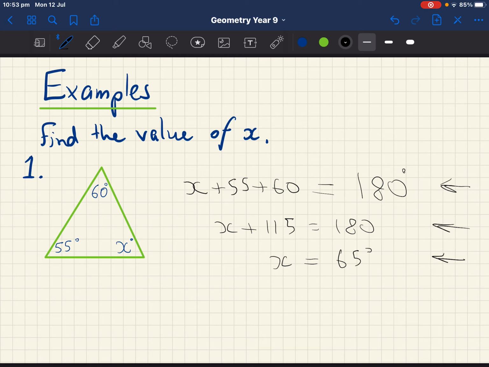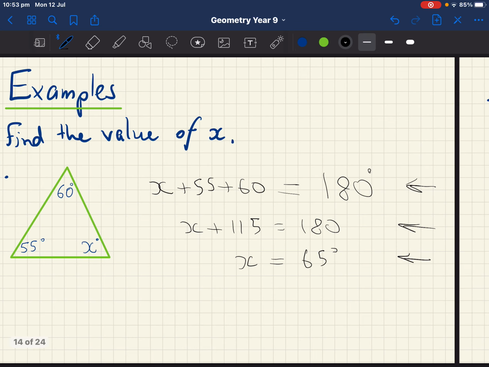So if you're not sure about your equation solving, maybe you never learnt that topic properly, you will need to go back, maybe look at other YouTube videos. You need to be able to solve equations to get through the majority of this geometry topic, to be honest. All right, anyway, so that's the first one. As we can see, that angle there was 65 degrees. Actually happened to be the largest of the three.